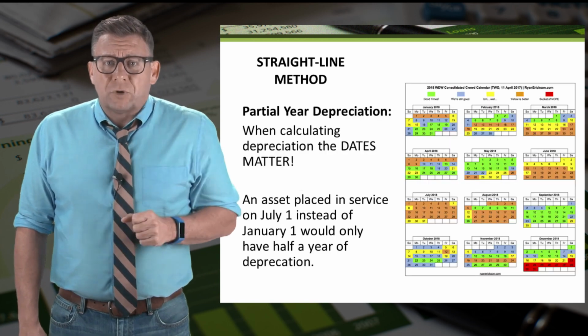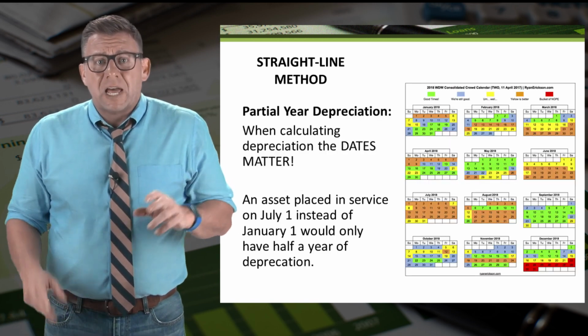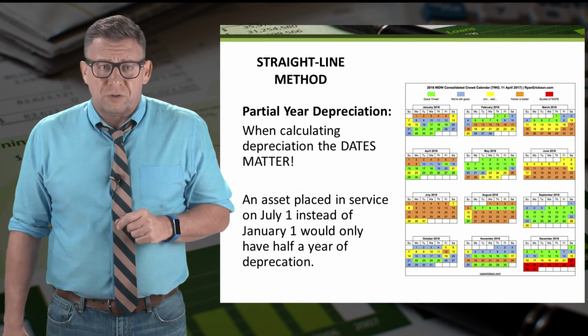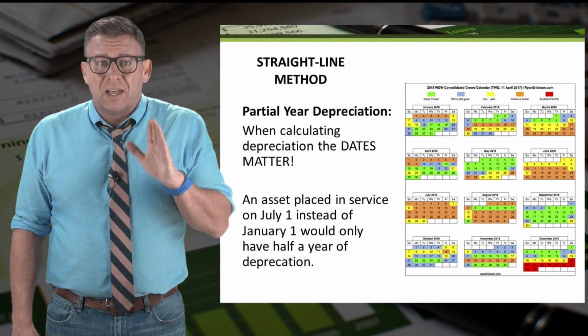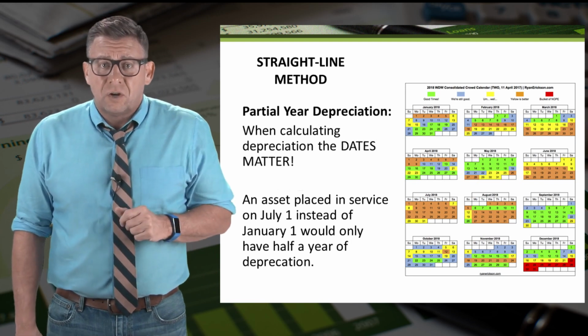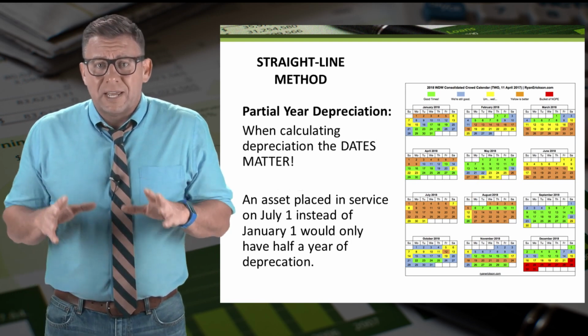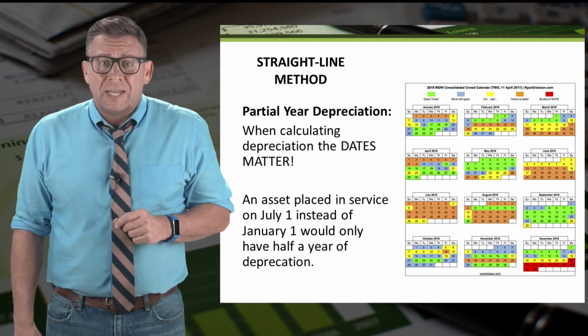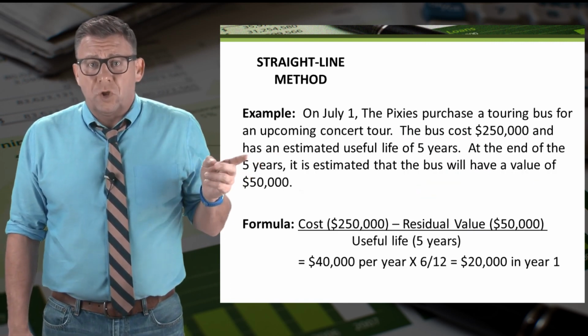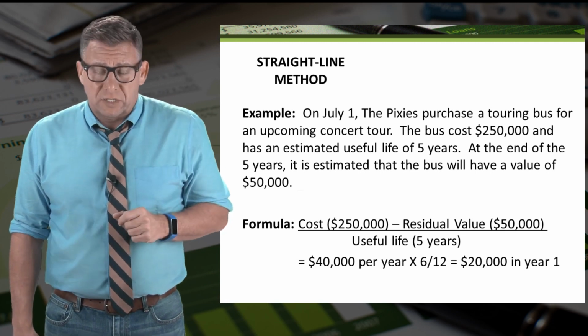The final concept related to straight line depreciation is partial year depreciation. When assets are placed into service on dates other than the first of the year, we need to adjust how much depreciation we record in the first year. So let's look at our previous example, only let's change the acquisition date.